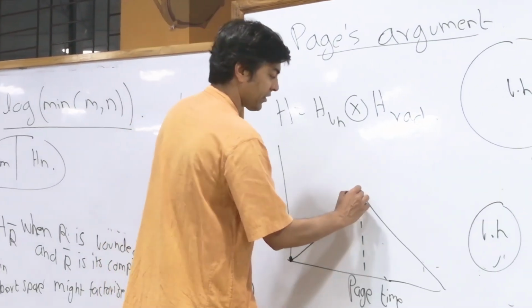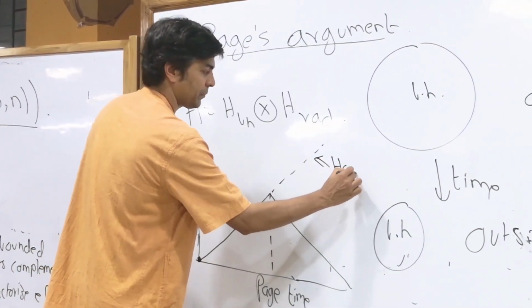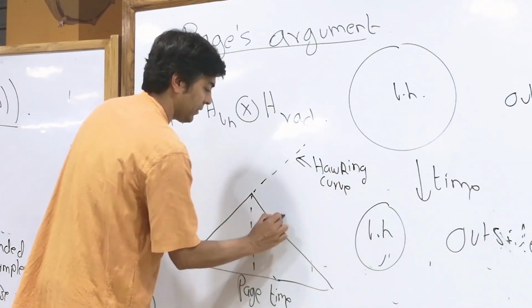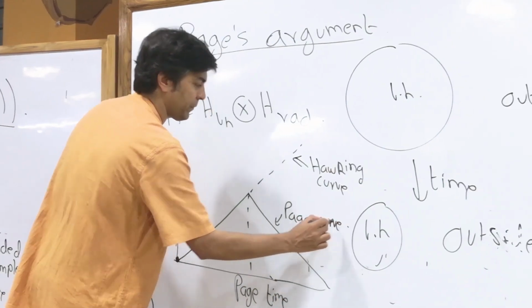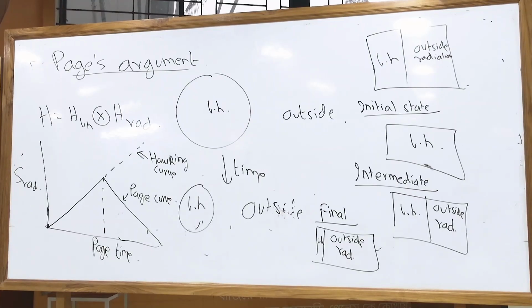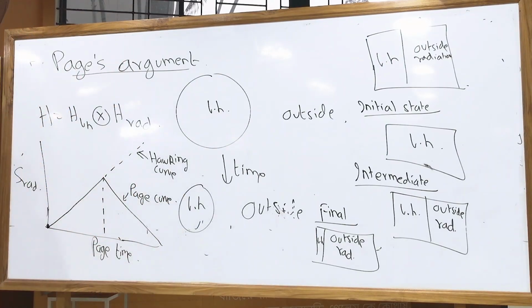Sometimes this curve is drawn this way, and this is said to be the Hawking prediction. This is said to be the Hawking curve, and this is said to be the Page curve. See? These two curves coincide for the first part of black hole evaporation, but stop coinciding for the second part of black hole evaporation. This is the argument that leads to the Page curve, and this is the intuition.